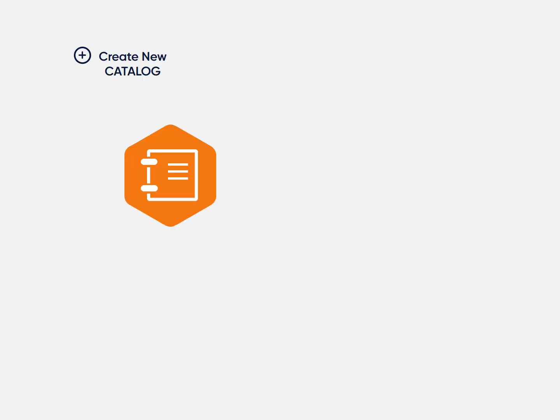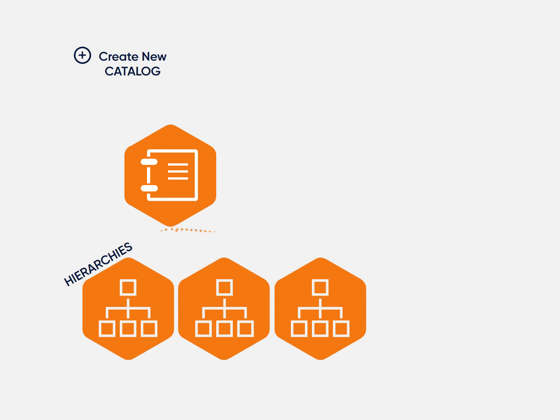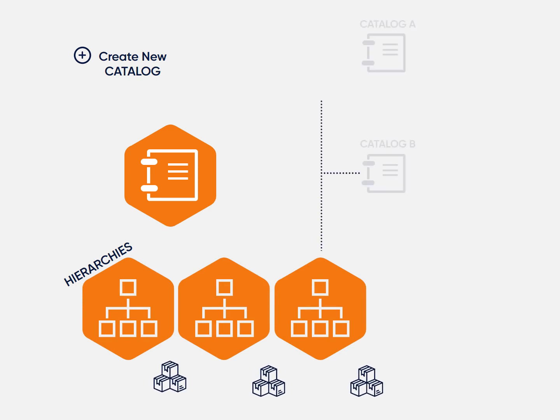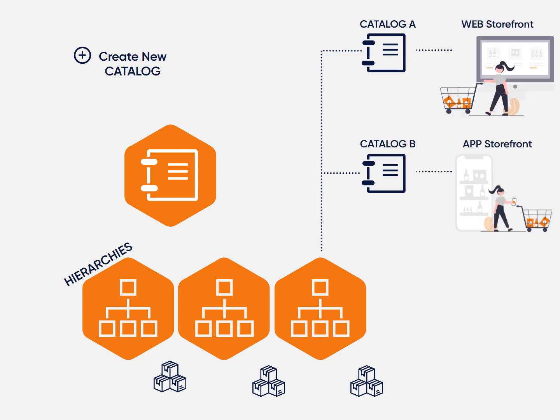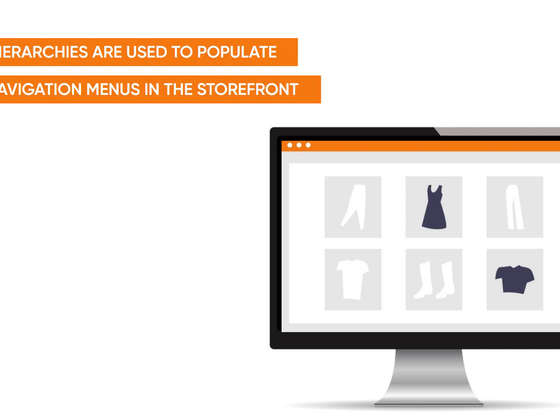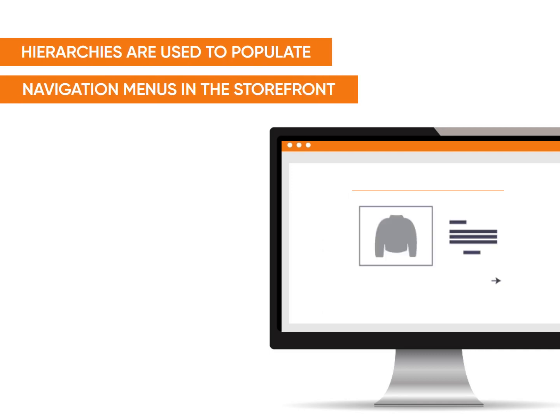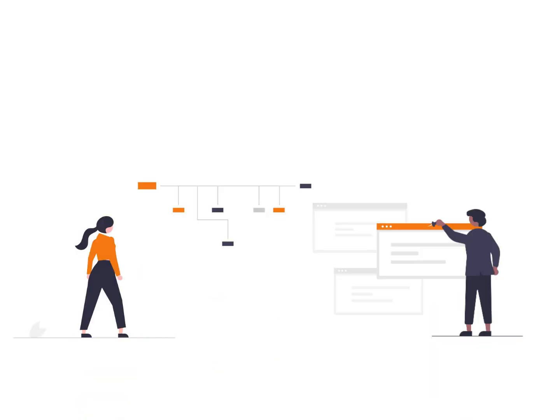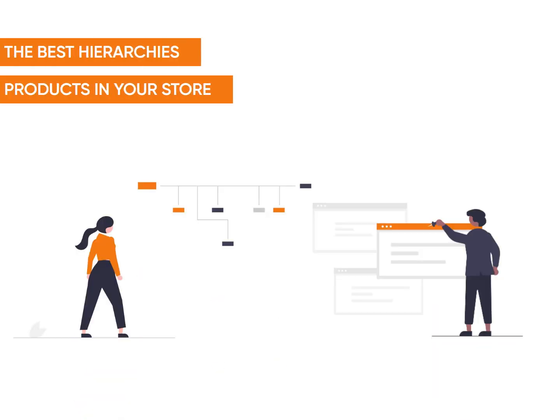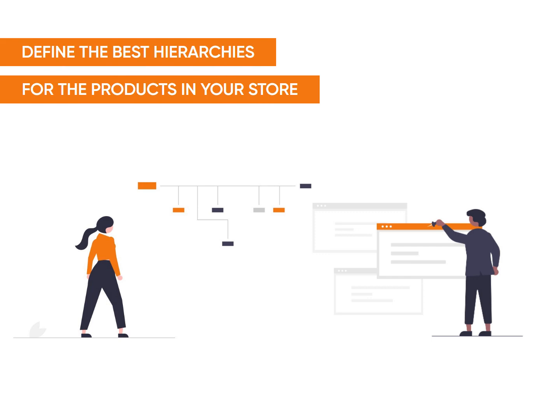When you create a catalog, you specify one or more hierarchies to link to that catalog. Any products associated with those hierarchies are then included in the corresponding catalog. A single hierarchy may be associated with multiple catalogs or storefronts. Hierarchies may also be used to create and populate navigation menus in your storefront. With Product Experience Manager, you have the flexibility to define hierarchies in whichever way works best for the products in your store.